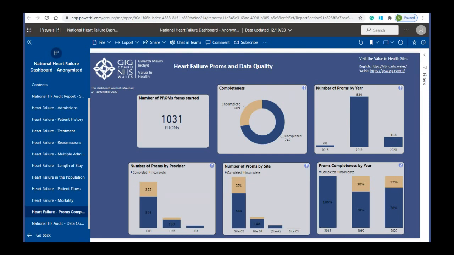So to date, we've collected just over 1,000 heart failure PROMs nationally. However, the majority of them are just from the one health board site. We can see, just from basic analysis, that three quarters of the PROMs that were submitted were completed. And we will follow with further analysis on heart failure PROMs in subsequent releases.